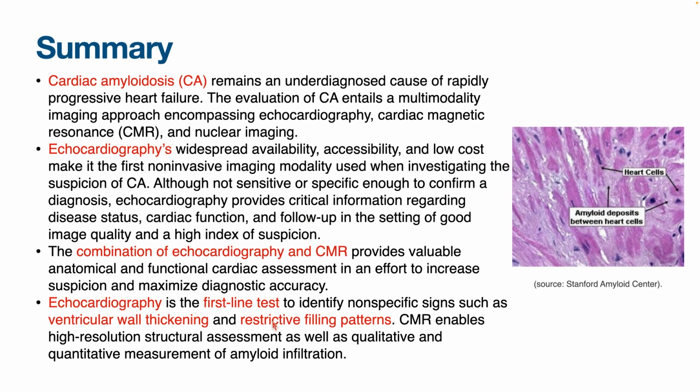Mo and his team. And echo is the first line test to identify non-specific signs such as ventricular wall thickening, restrictive filling pattern, and CMR enables high-resolution structure assessment as well as qualitative and quantitative measurements of the degree of amyloid infiltration.